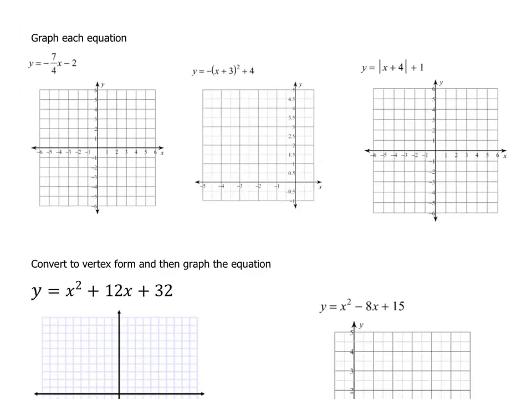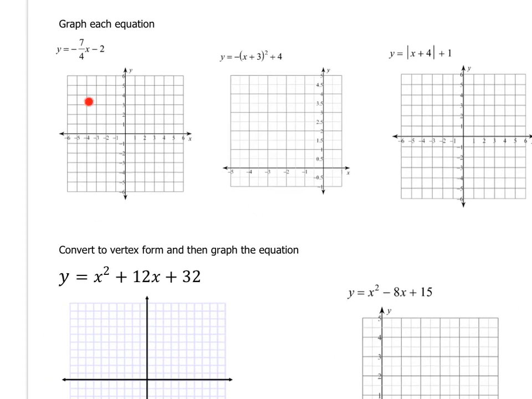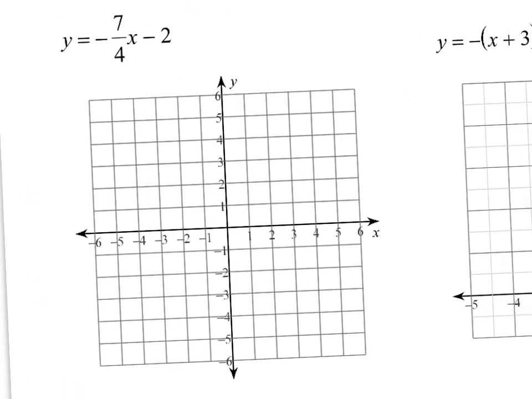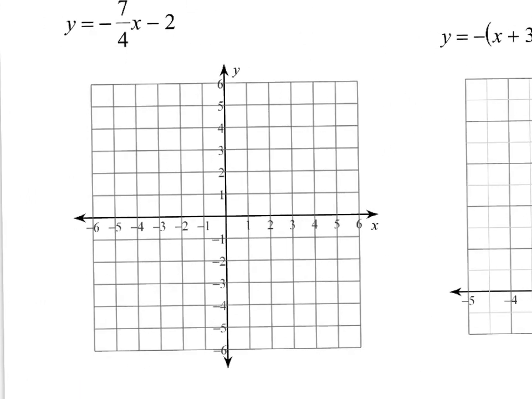On the next page, we're doing some graphing. We have 3 types of graphs on this test. We have straight lines, parabolas, and absolute value v's. All 3 of these are very easy to graph. First off, the straight line, you're going to use the y-intercept first. Start at your y-intercept, your b. So that's on the y-axis at -2.